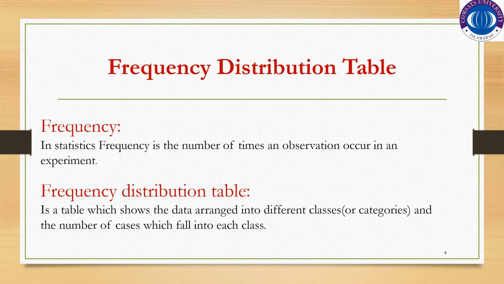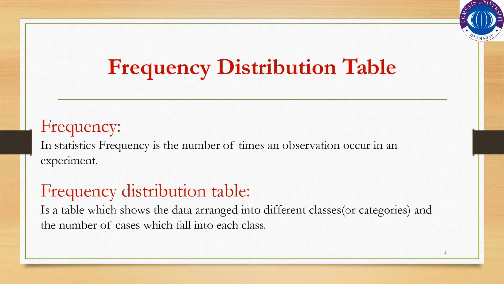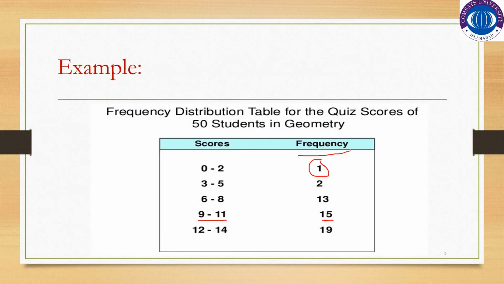What is frequency distribution table? A table that shows data arranged into different classes. In this table, we have a data divided into different classes, arranged into different classes, and the number of cases which fall into each class. Also, we have number of students which lie in these classes. So, this is a frequency distribution table.